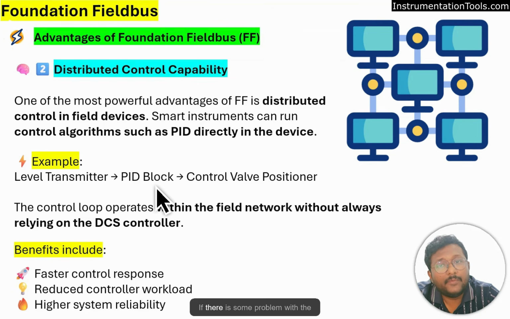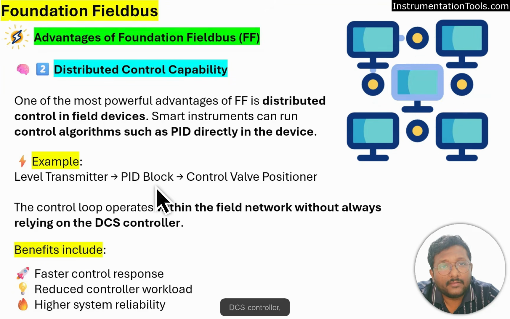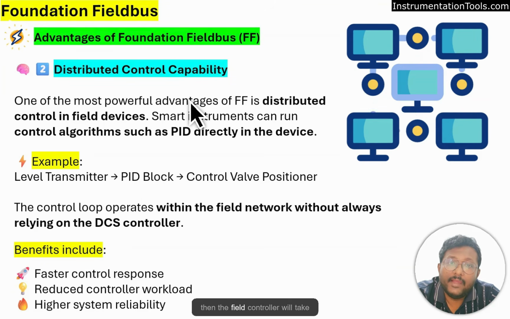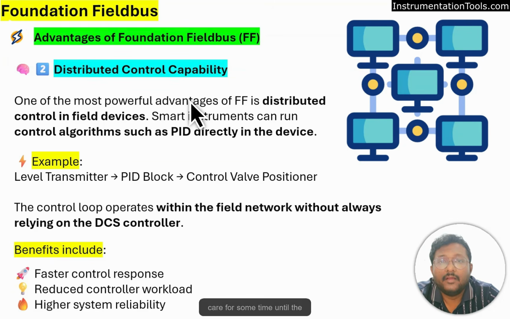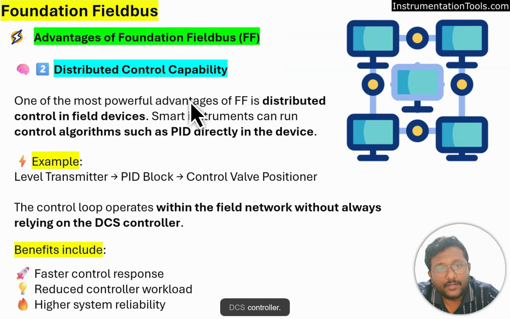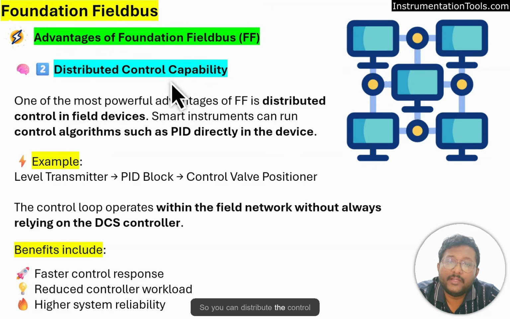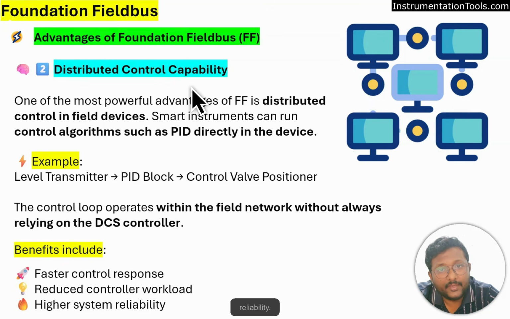If there is some problem with the DCS controller, then the field controller will take care for some time until the controller is available online. Which controller? The DCS controller. So you can distribute the control and it also improves the system reliability. This is one of the powerful features.